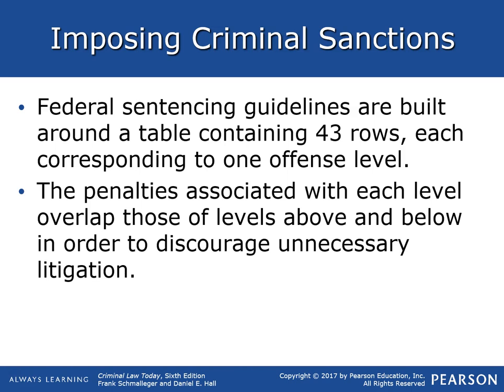Now, guidelines developed by the commission took effect on November 1st, 1987, and combined the seriousness of an offense with an offender's past criminal record in computing, or adding up, the length of prison time to which a federal court should sentence a convicted offender. Now, federal sentencing guidelines are built around a table containing 43 rows, each corresponding to one offense level. And the penalties associated with each level overlap those levels above and below in order to discourage unnecessary litigation.